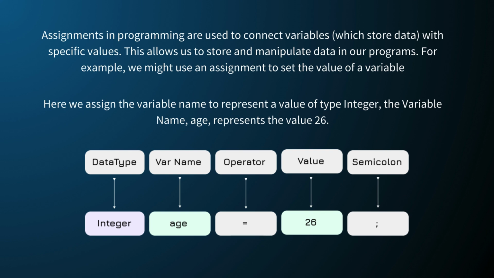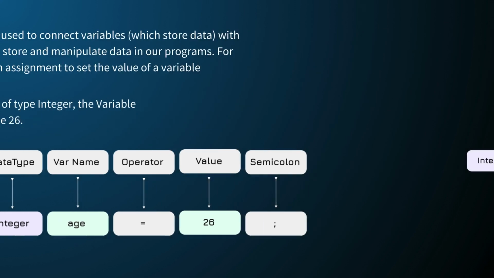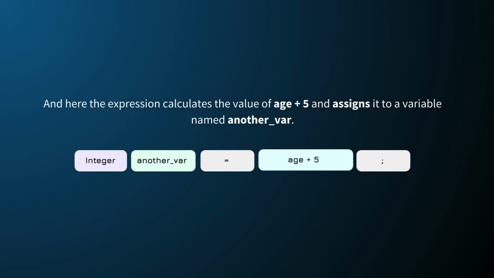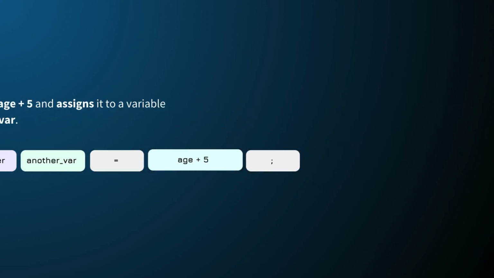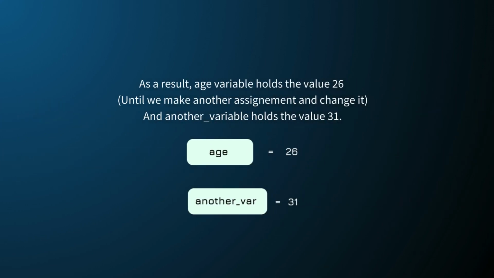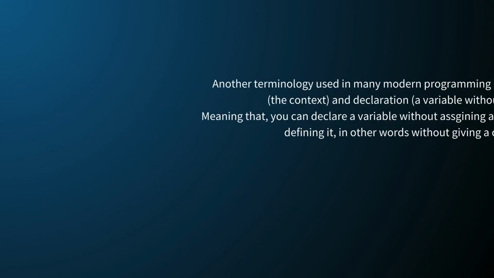Here we assign the variable name to represent a value of type integer. The variable name, age, represents the value 26. And here the expression calculates the value of age plus 5 and assigns it to a variable named another variable. As a result, the age variable holds the value 26 until we make another assignment and change it. And another variable holds the value 31.